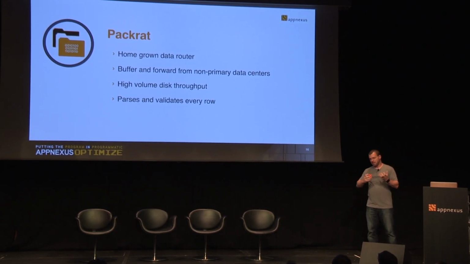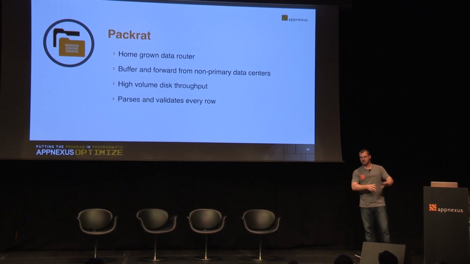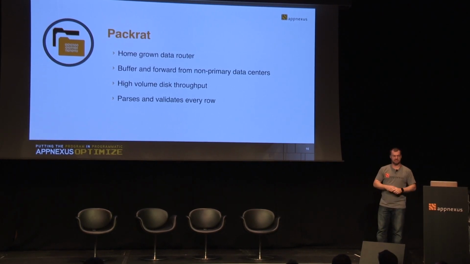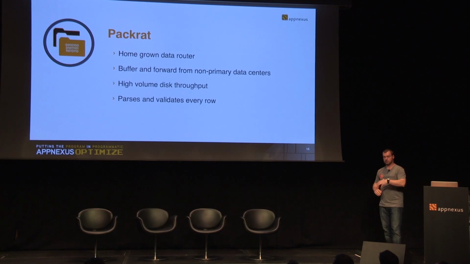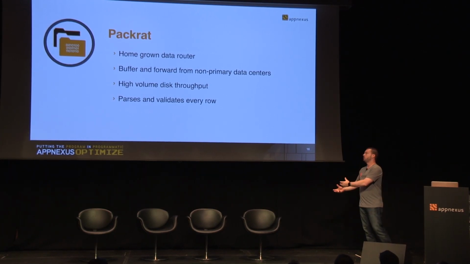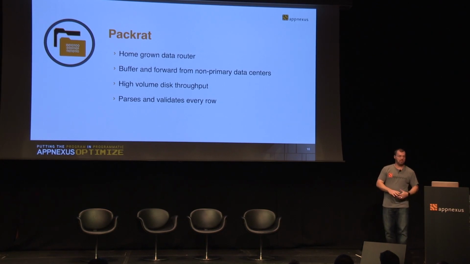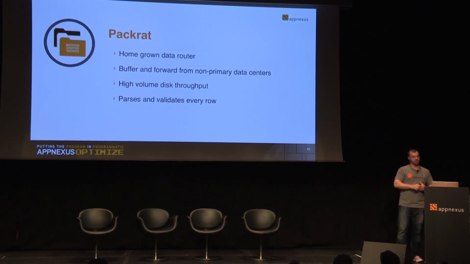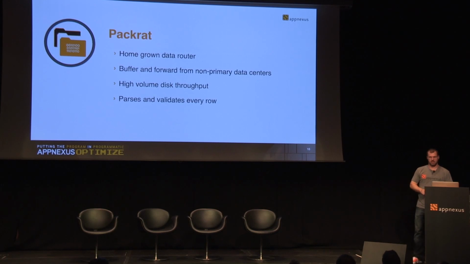Its primary job is to take this information, repackage it, send it on to primary data centers, and log it out to disk. Then we have another system, which is part of the data pipeline tasks, which picks up these files and puts them in HDFS. The important thing about PackRight is that it parses and validates every single row it sees, which is quite a high volume of rows.